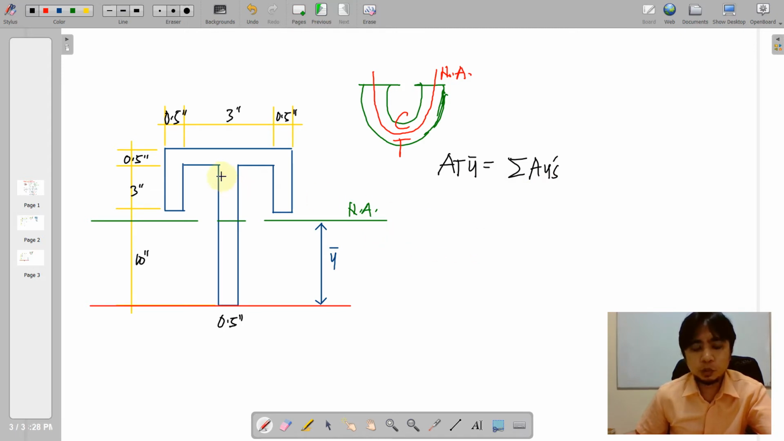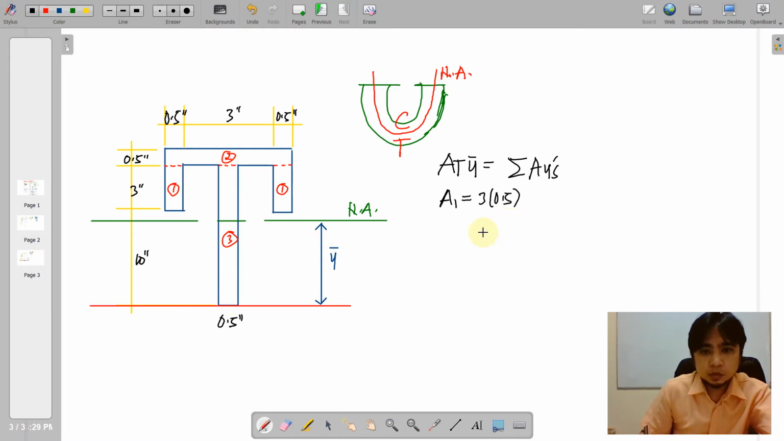So of course we would want to divide or subdivide the total shape into composite shapes. For me, I'll just divide it this way and then label all the composite shapes. Say I have number 1 for these two identical shapes, and we have here the 2 and then the third shape. So all are rectangles. Then we compute the area 1. Area 1 is equal to 3 by 0.5, and that is equal to 1.5 square inches for a single composite area 1.